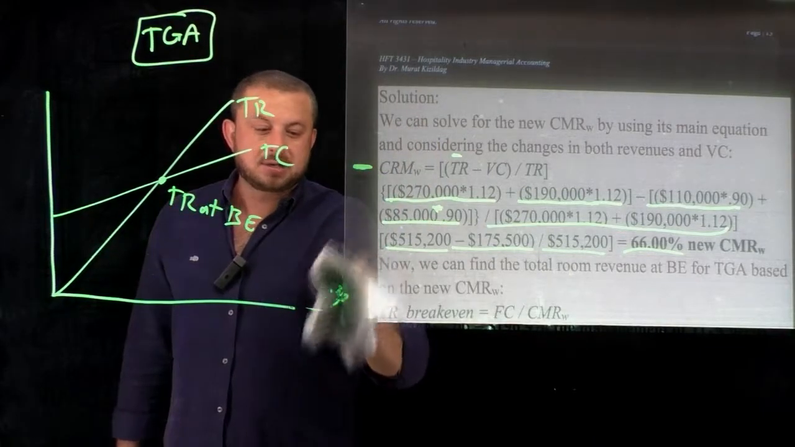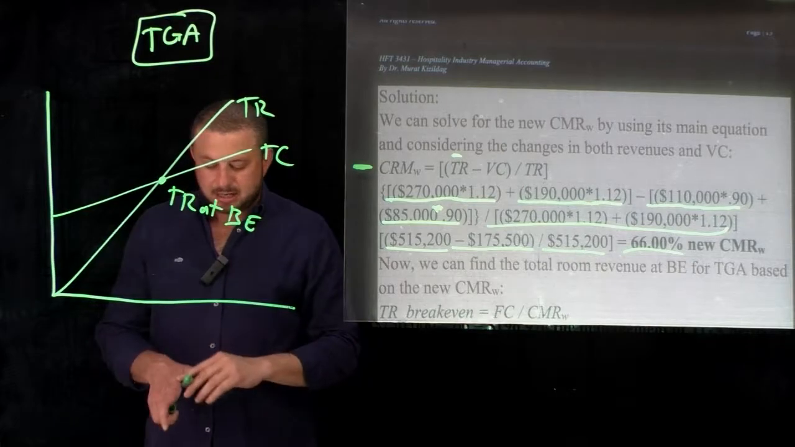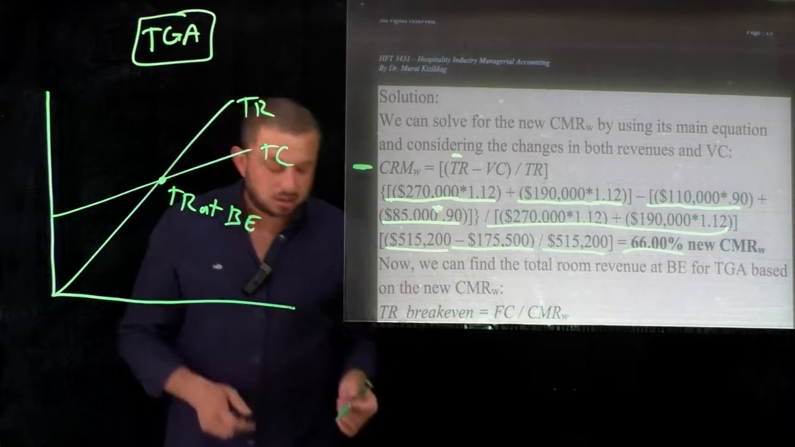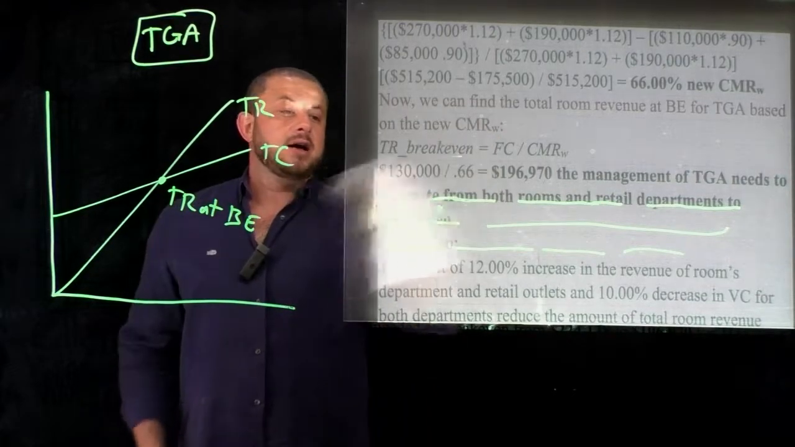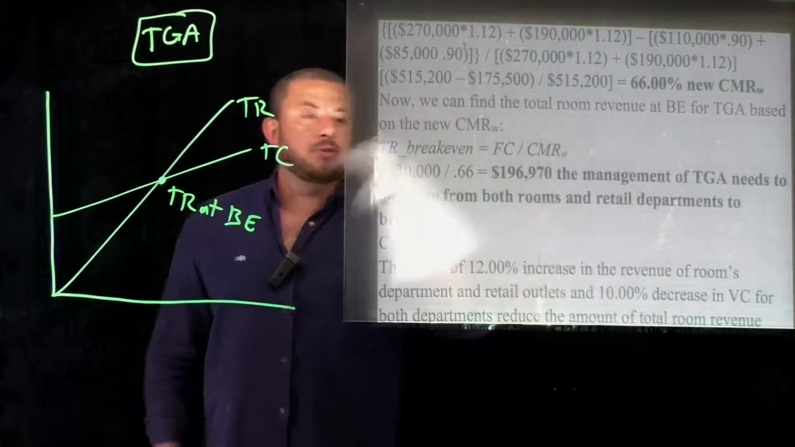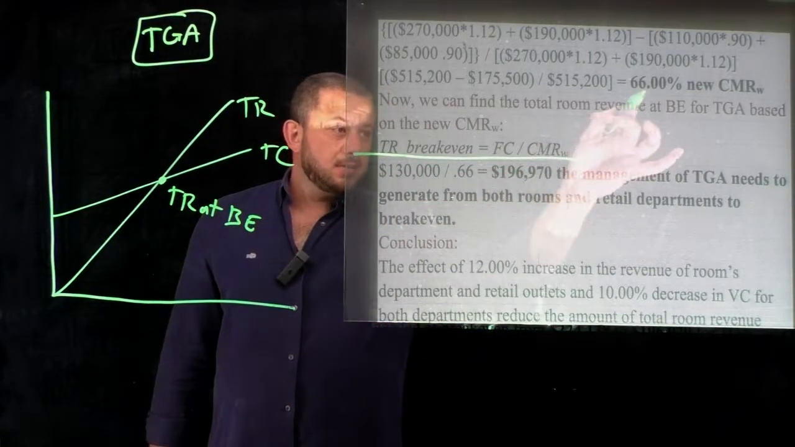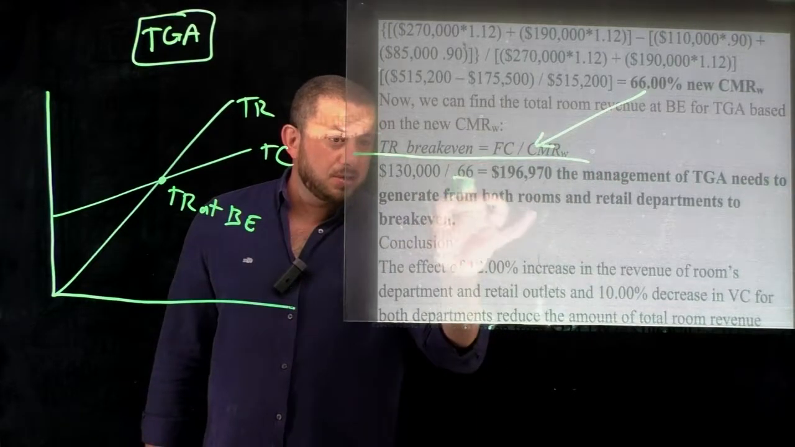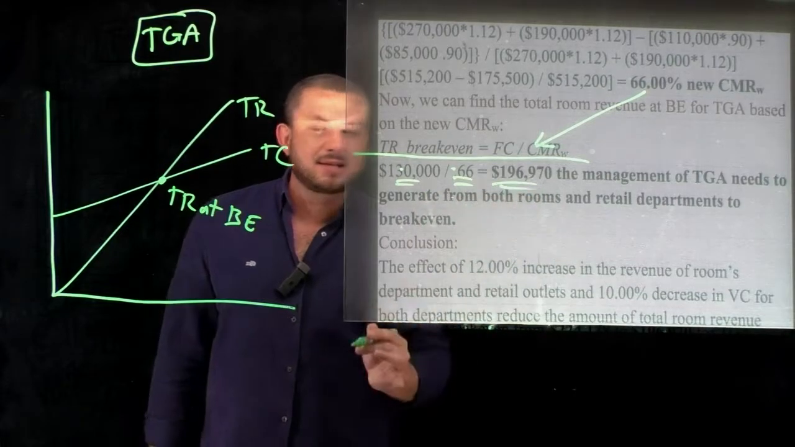I am not done yet because I will still have to find the TR at break-even for TGA with the changes for the combined departments. Therefore, all I have to do, guys, is take the TR break-even formula, which is, you know, FC over CMRW. This CMRW is 66% this time because it's the new CMRW. FC doesn't change. When I do the division, 196,970 right now.